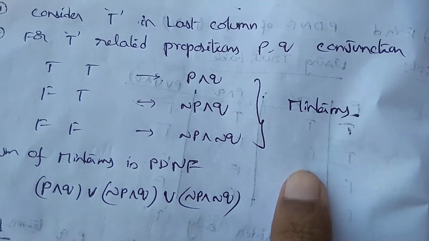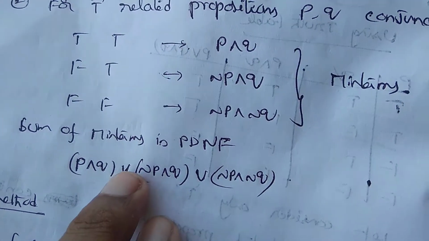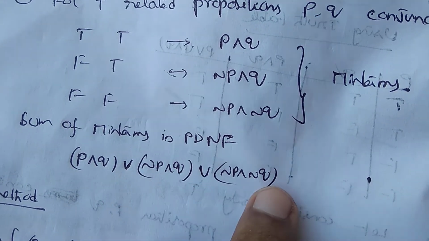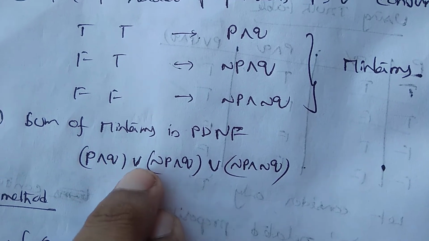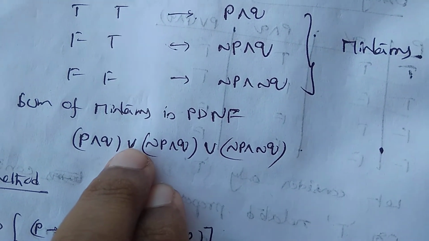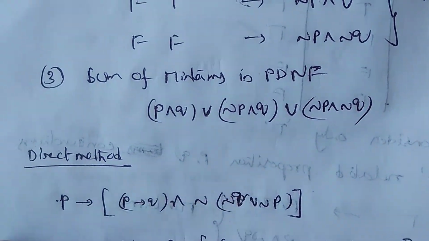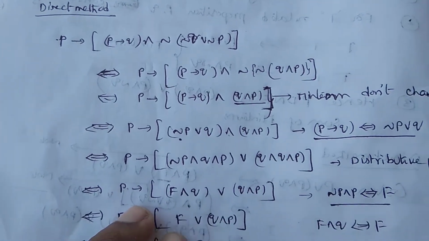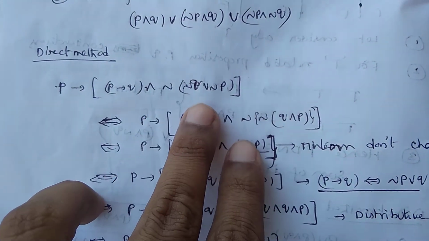These are called min terms. So for those min terms, write them in brackets, and outside the brackets you write the OR symbol. That is, the sum of min terms is called PDNF. So now the direct method. You have to understand this in every step.